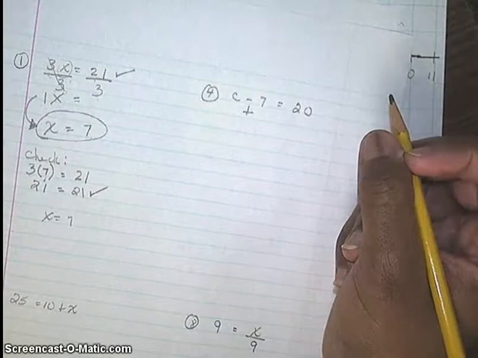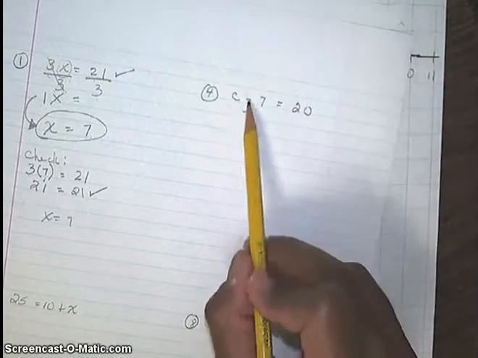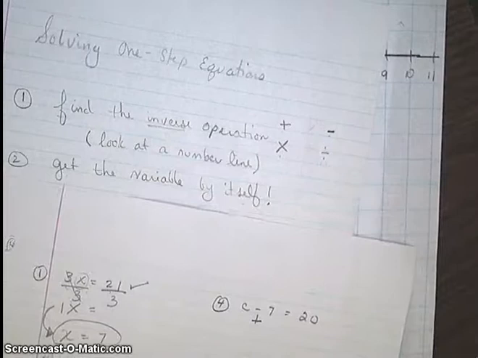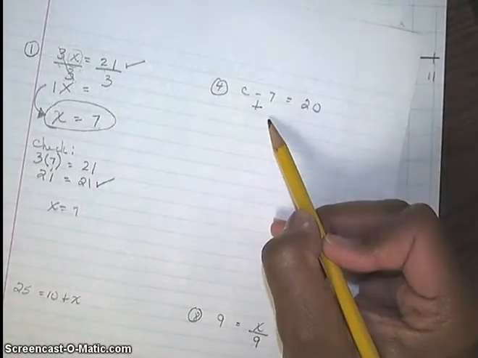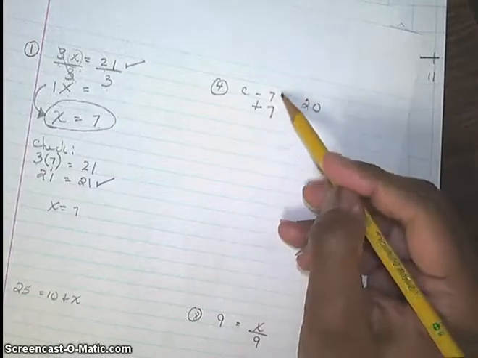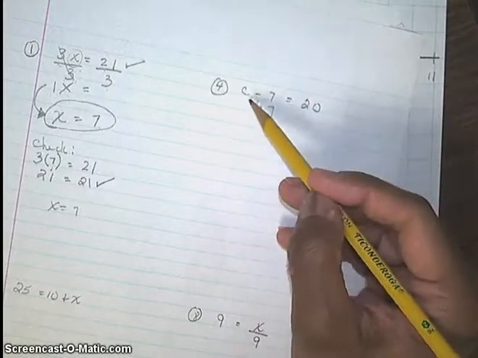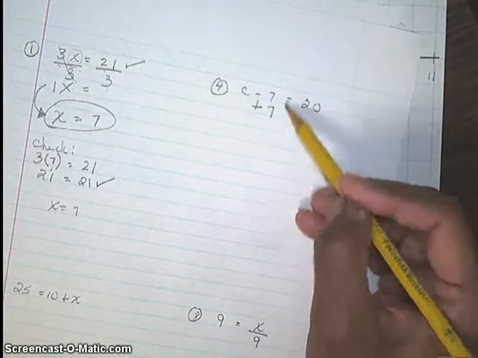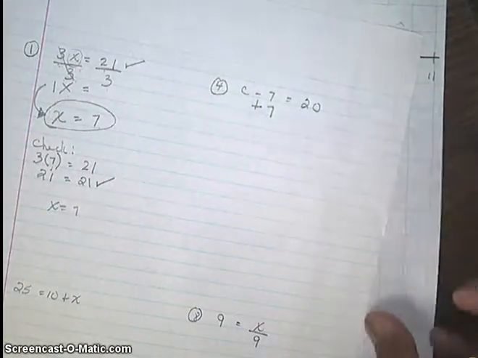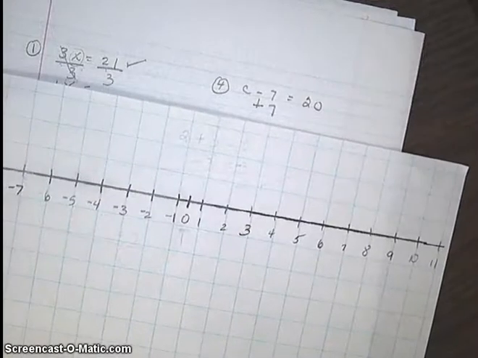What are we going to have to add in order to get C by itself? Because your next step is get the variable by itself. What we need to do is add 7, because right now, 7 is the closest thing to C. Now, I know this looks really funny to all of us. So what I want us to do now is look at this number line.